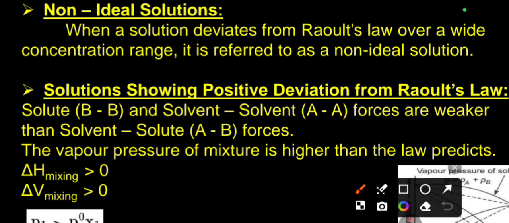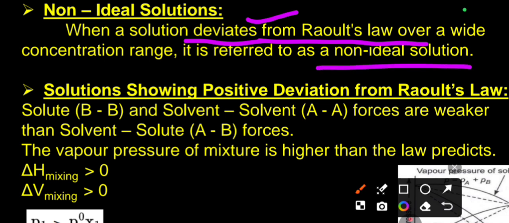So now you can see the next term, non-ideal solution. Definitely it will be the opposite to that of an ideal solution. An ideal solution obeys Raoult's law, but a non-ideal solution will not obey Raoult's law. It shows some deviation from Raoult's law with concentration and temperature. Is that clear to all? This is called a non-ideal solution.